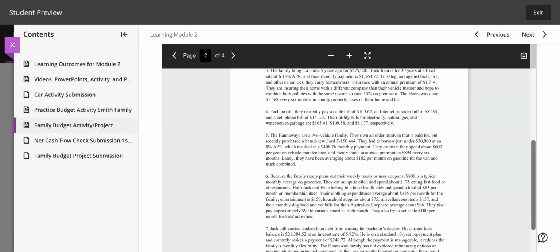Number 4, each month they currently pay a cable bill of $103.62, internet bill of $87.94, cell phone of $141.26, and their utility bills for electricity, natural gas, water, sewage, and garbage are, respectively, in order. The first thing they mentioned was electricity, so this number, 163.41, goes with that. Natural gas is the next number, 109.58. And water, sewage, and garbage, that's the last number, 81.77. Those are monthly, so I can put exactly what's there.